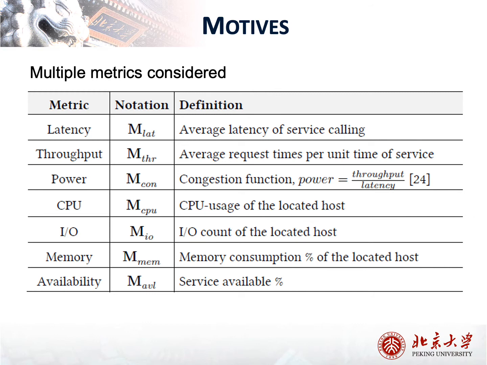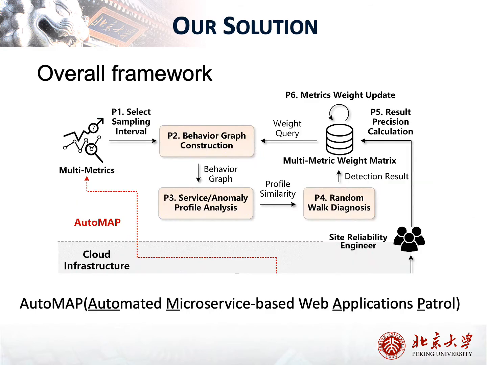This figure shows the metrics we considered in our testbed system. The final problem is, for automated diagnosis, we must design an algorithm to intelligently choose and combine the appropriate metrics for certain anomalies, rather than manual ways.